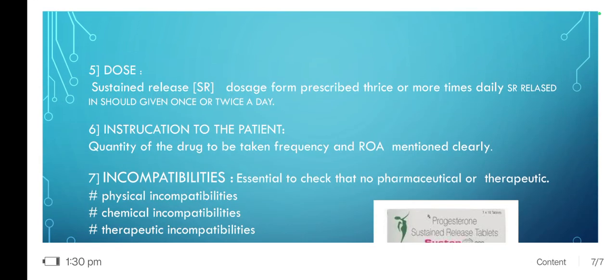Fifth one, dose. For example, a sustained release dosage form is prescribed thrice or more times daily, whereas it should be given once or twice a day. Sustained release tablets depend on the dose, and the frequency is daily three times or once or twice a day.